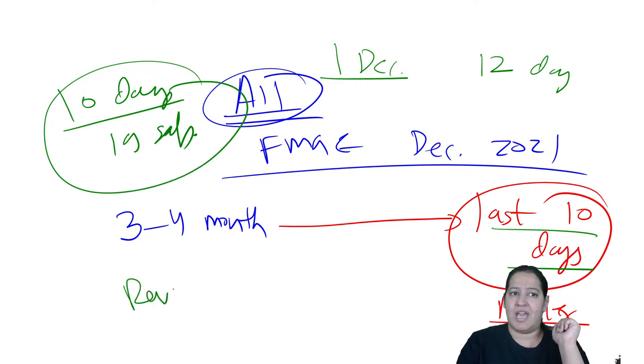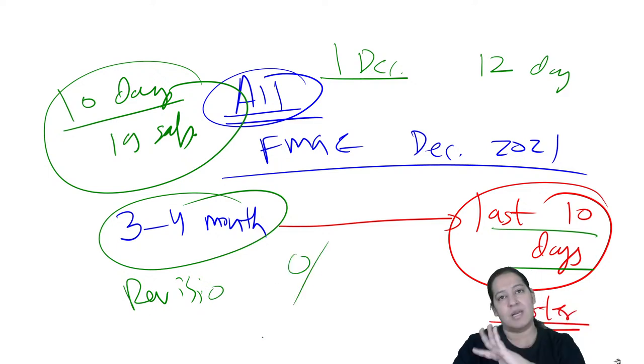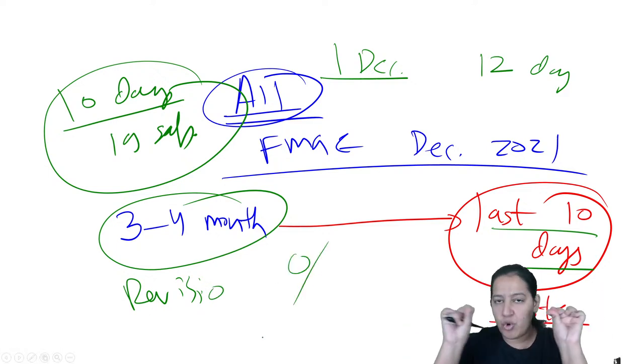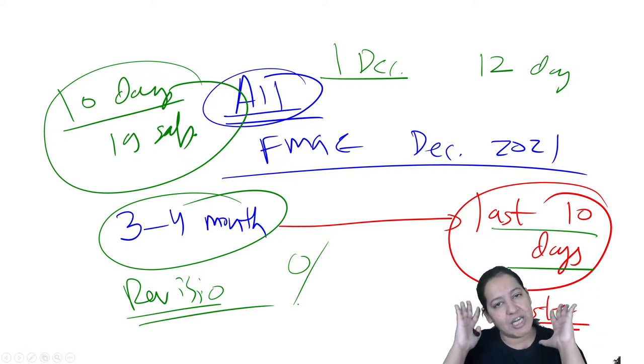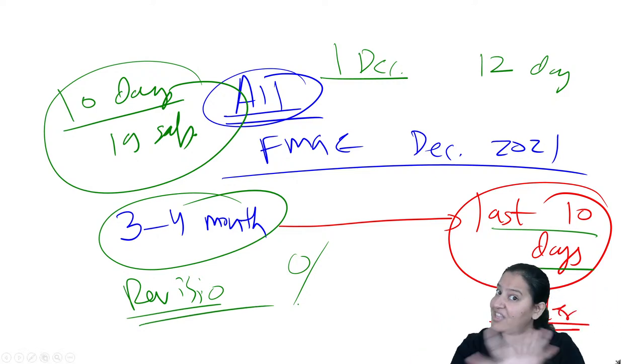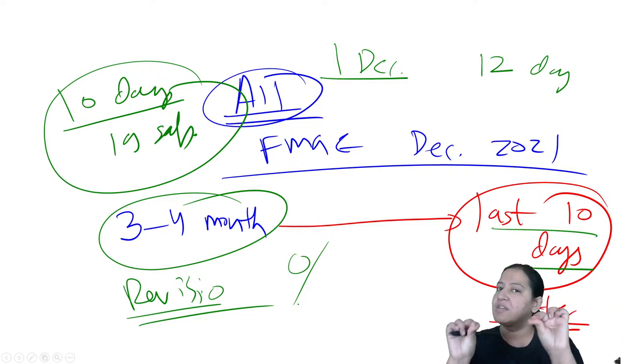Revision ki bina kuch nahi hai. You study all 3-4 months, lekin bina revise kare gaye to it is nil bata sannata. Zero. Everything is zero if you don't revise it. Revision is that way important. So last 10 days is exclusively for revision. Don't read anything new in the last 10 days. Last 10 days means sirf revise.